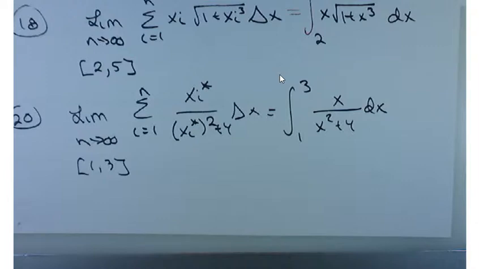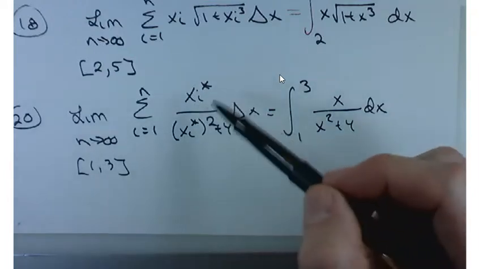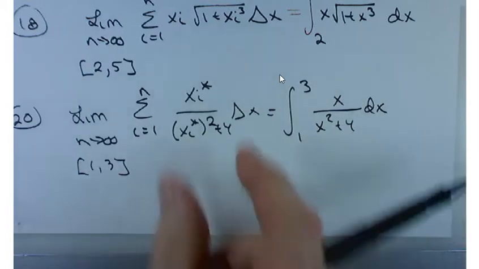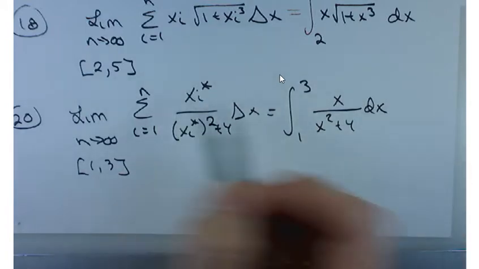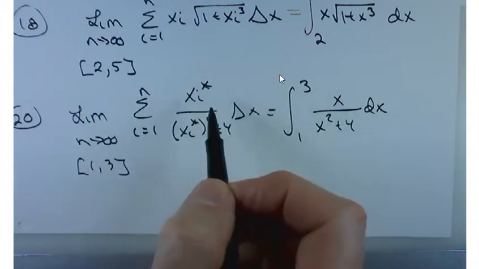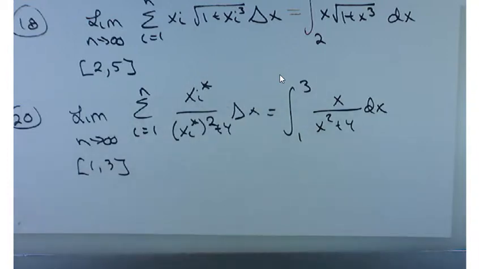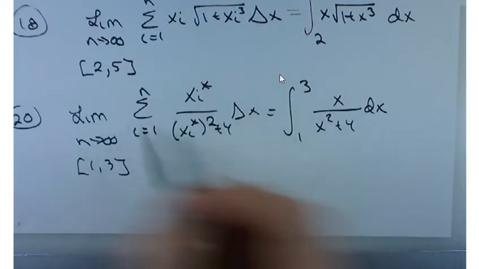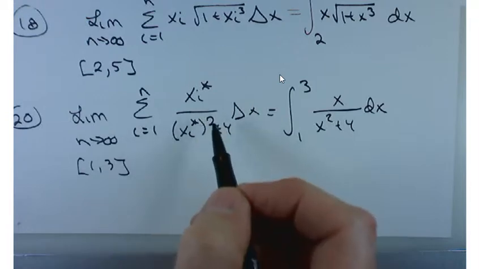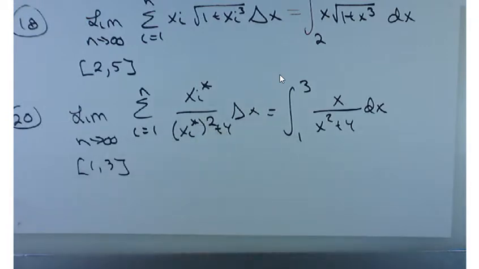What's the star? The star is a way to choose points in these intervals. So it could be the left-hand endpoint, the right-hand endpoint, the midpoint, or something else. It's just a way to choose the point in those intervals. Remember that what you're doing to find this approximation with this finite sum is adding up the area of all these little rectangles.